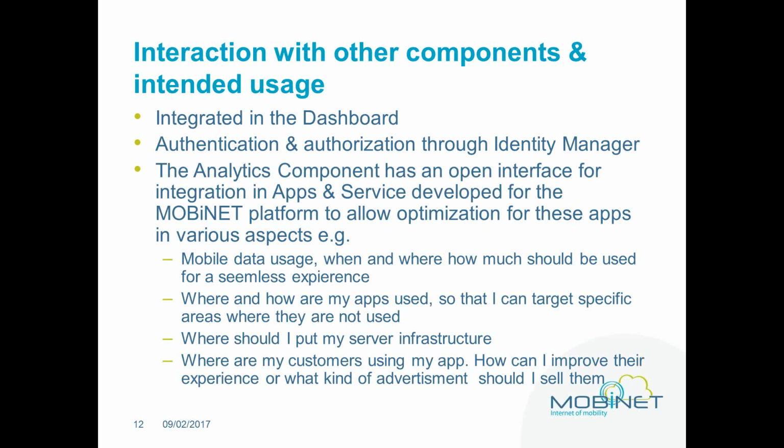I listed a few ideas here, basically showing that, for instance, when you have information about mobile data usage, you could optimize your app. If you use a lot of data, when should you pre-cache and when not, so that your user has a seamless experience? Or where and how are my apps used, so that you can target specific areas where they are maybe not used, or enhance the experience of the users who are using it. Or figure out what kind of advertisement you should sell through your app. That's the kind of possibilities we see here.